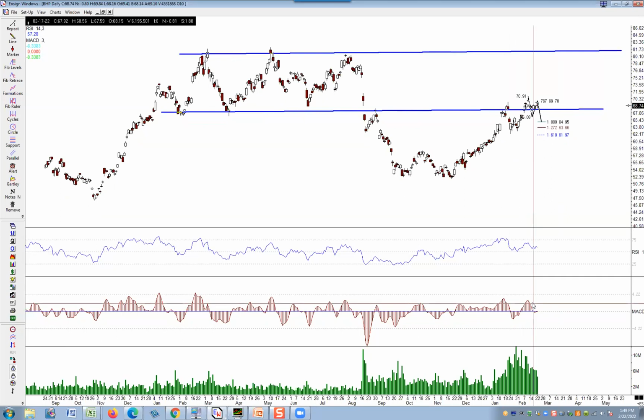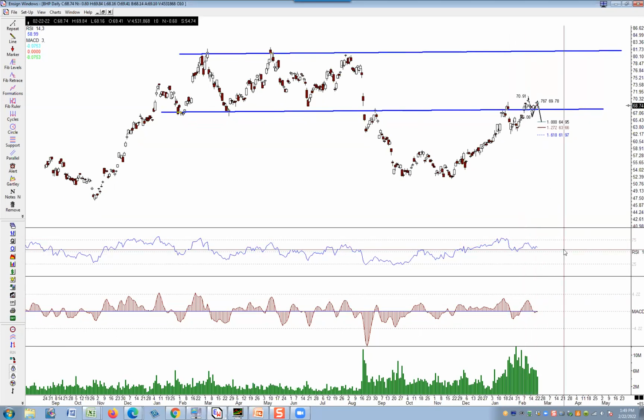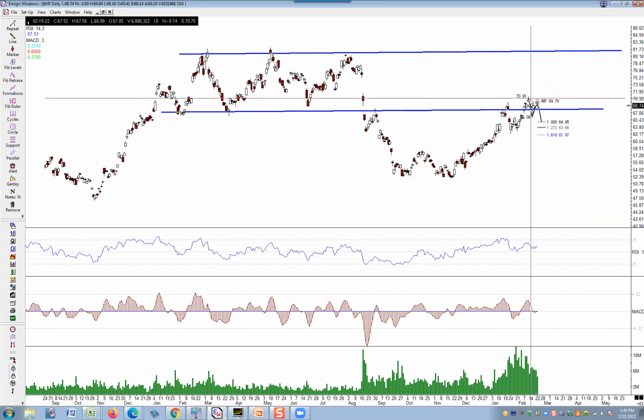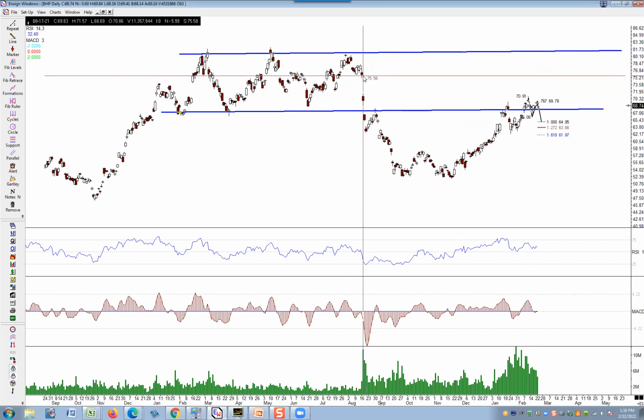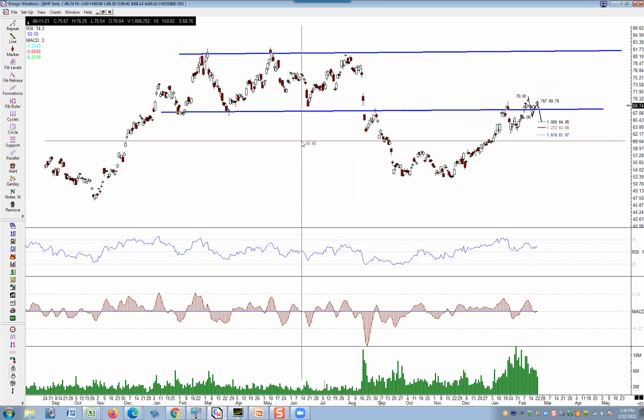The MACD is just kind of correcting back down again. So maybe it's taking a little rest here above these highs. And I think you're going to see it come back into the upper end of the range. This big gap to close here and one to close up here.